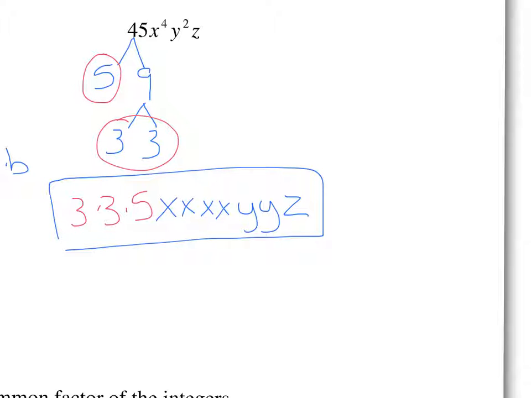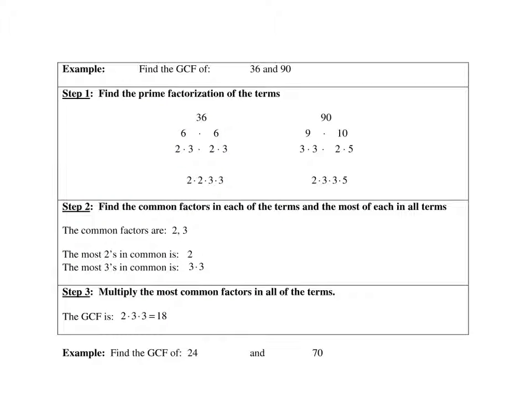We have to know how to do prime factors before we can do GCF. So we're going to use this on the next page. All right, on this page, we're going to find the GCF of 36 and 90. GCF stands for, in case you don't know, greatest common factor.